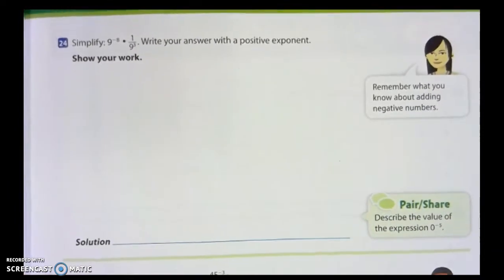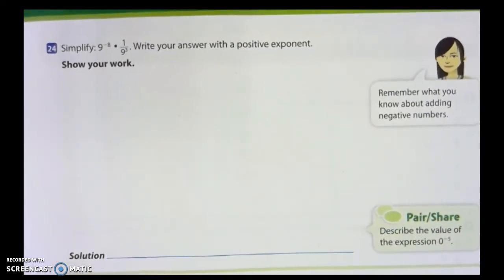Number 24. Simplify 9 to the negative 8 times 1 over 9 to the 3rd. Write your answer with a positive exponent. There is 2 correct ways to do this one as well.